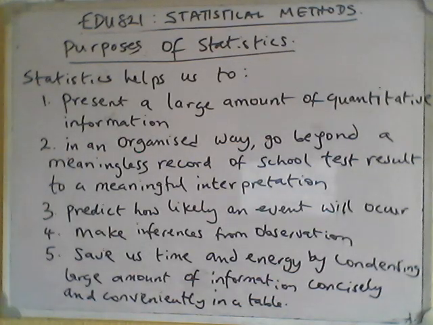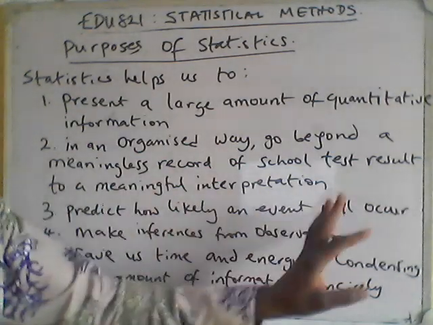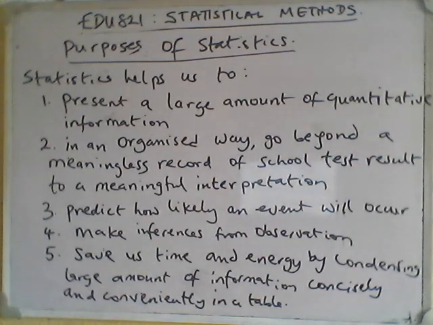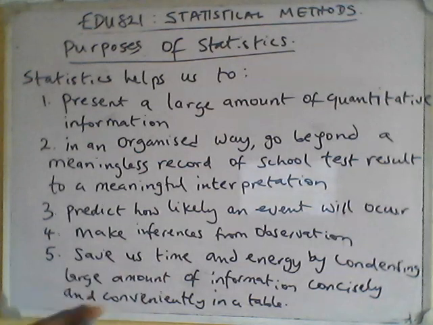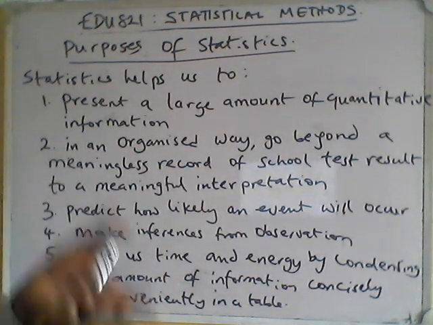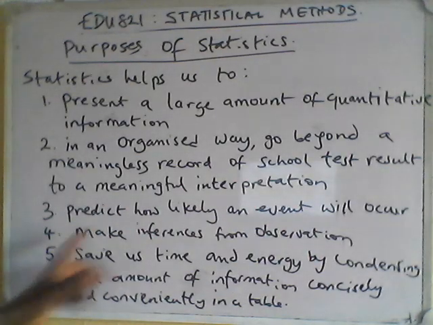Third point is that it helps us to predict how likely an event will occur. So this is predictive, in the future. It helps us to predict how events will occur. Later, we will see the types of statistics, where we see descriptive and inferential. So this is like an inferential kind of mode.